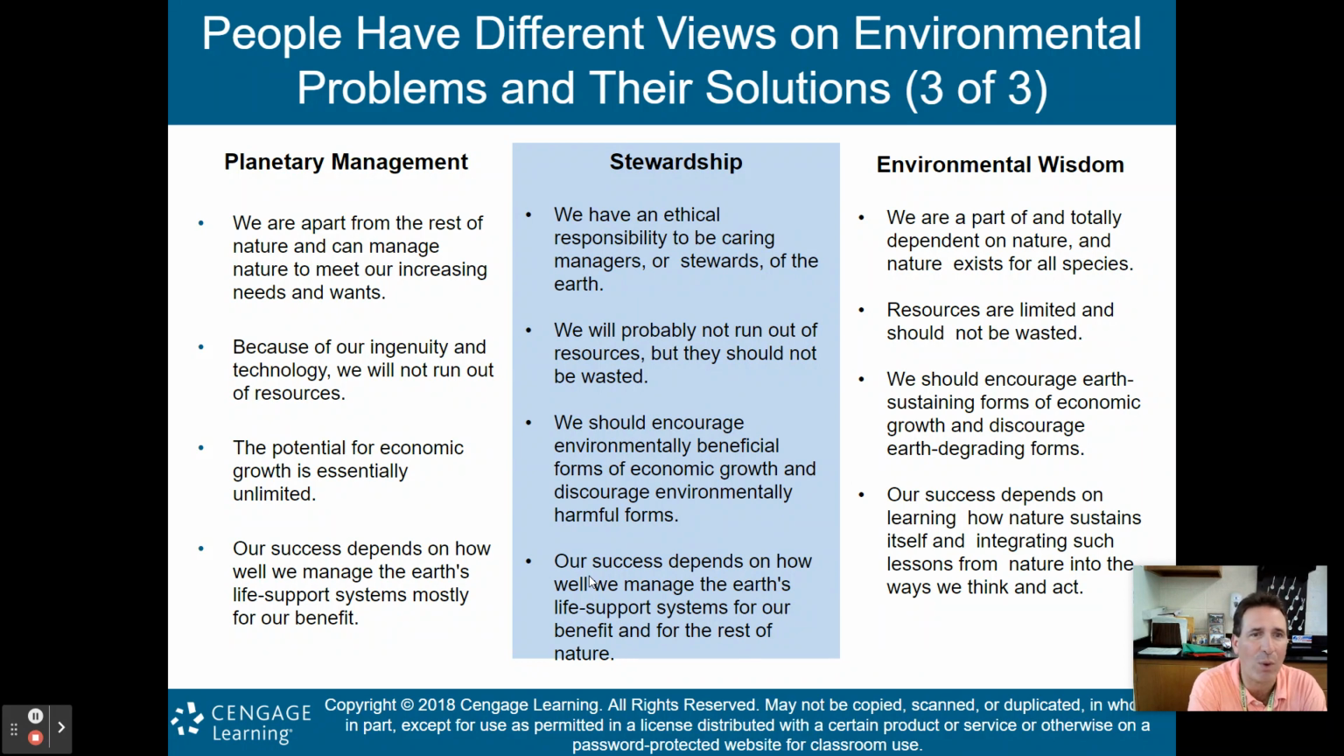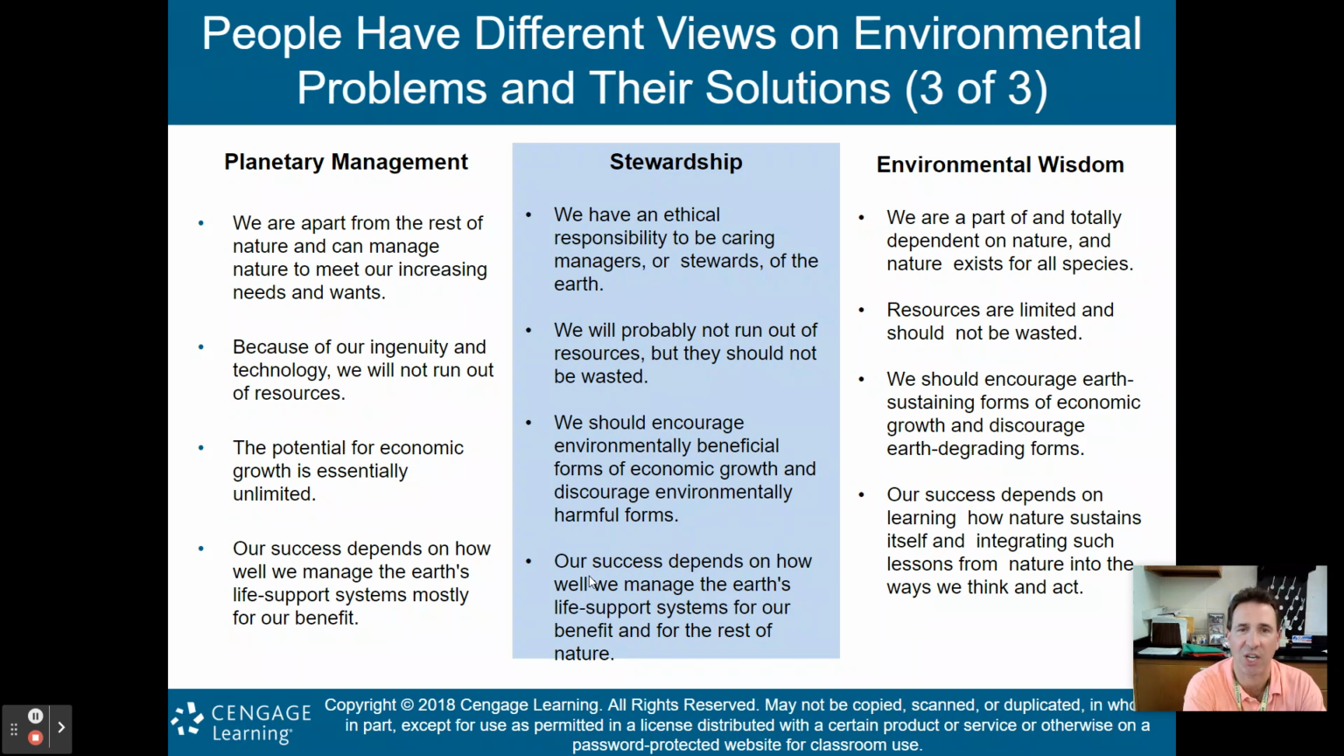That basically says that we as humans are apart from the rest of nature, and we can manage nature to meet our increasing needs and wants. Because of our brains, right, and technology, resources will not run out. The potential for economic growth is essentially unlimited, and our success will depend on how well we manage Earth's life support systems, mostly for our benefit. So that's the planetary management view, that basically we're running the show as humans. We'll figure out how to have finite resources with our technology, and therefore no worries.